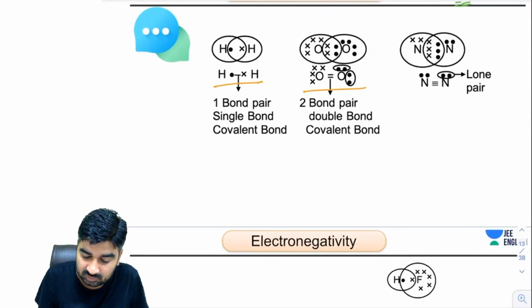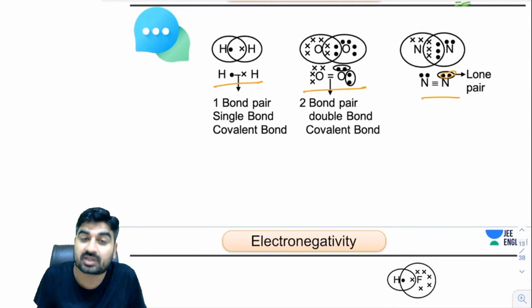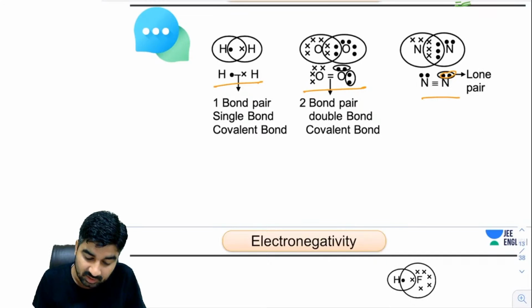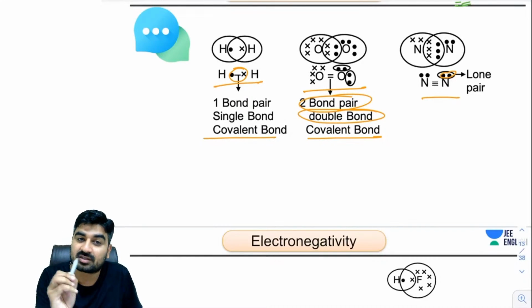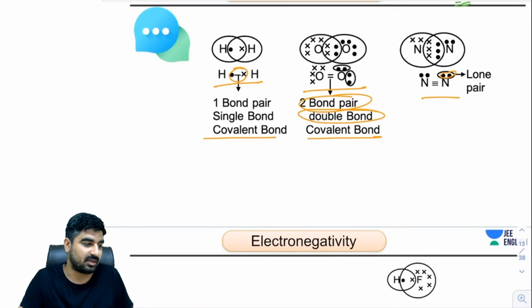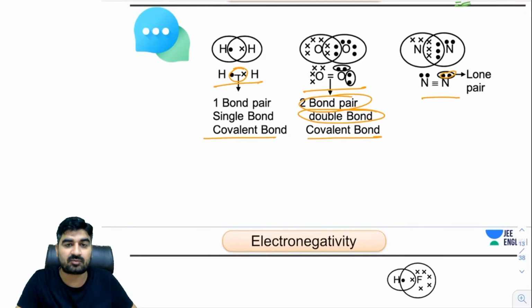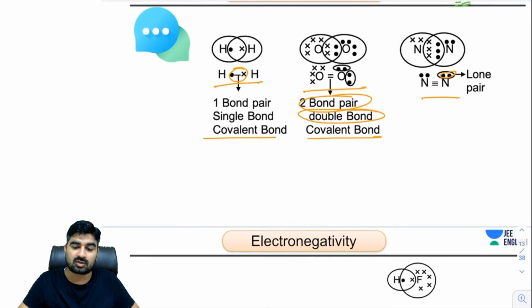This is what I have shown: double bond, triple bond, lone pair. What is lone pair? Now I have told you. Here we have only one bond pair. Here we have two bond pairs. So we denote it by double bond, and such bonds are called covalent bonds. Here sharing of electrons takes place, and the bond formed by sharing of electrons is called covalent bond. I hope it's clear.